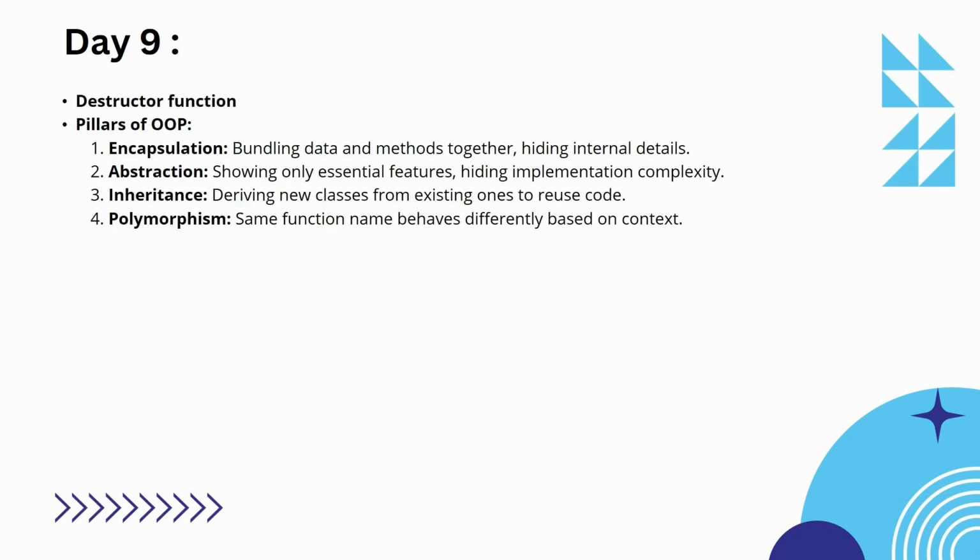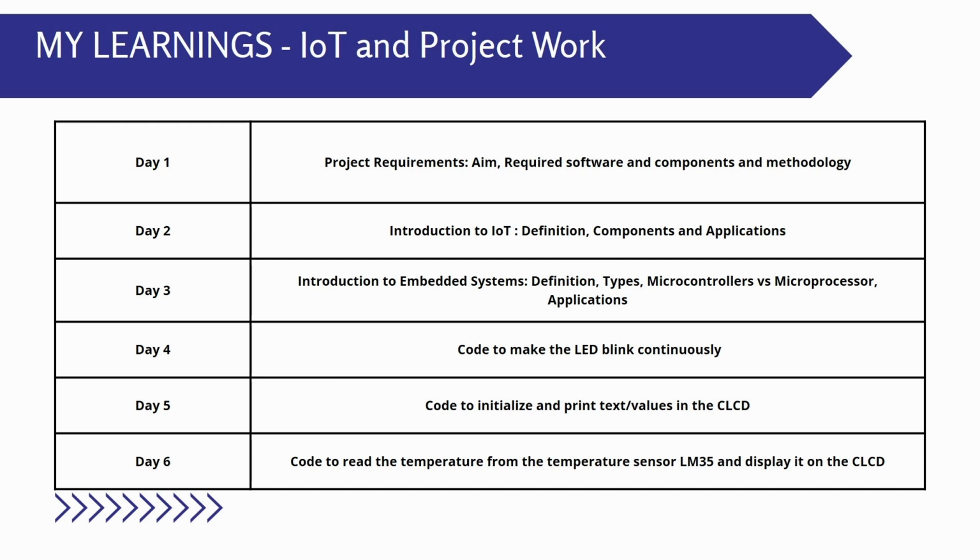Day 9, we learned about the destructor function, which is again another special member function which is automatically called when an object is destroyed. Then we learned about the principles or pillars of object-oriented programming, which include encapsulation, abstraction, inheritance, and polymorphism. Now for the second part of the internship.